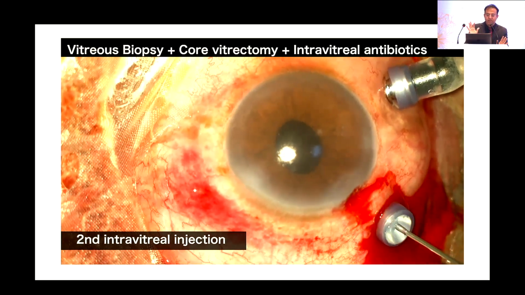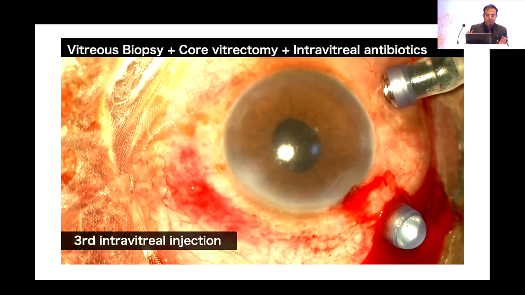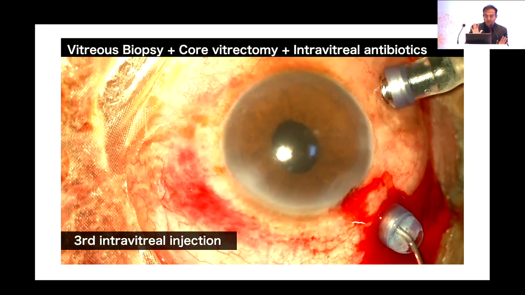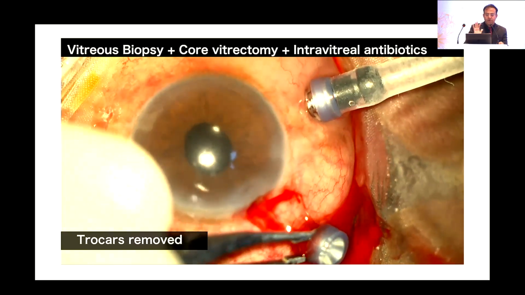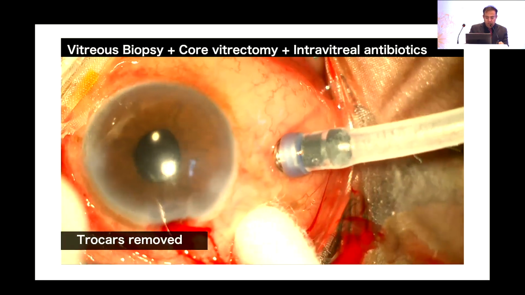Now, since it's a valved cannula, the injection will not come out. I usually give 3 injections. We can talk about it in some other forum. But yes, once these are given, you can remove the trocars.